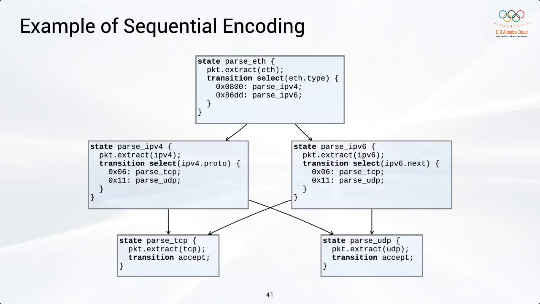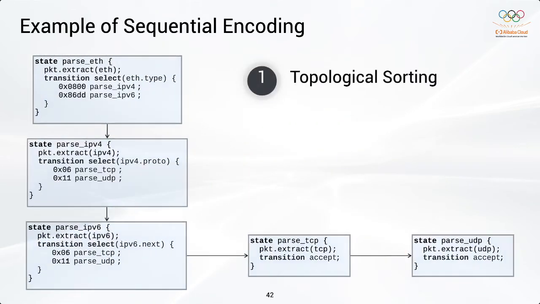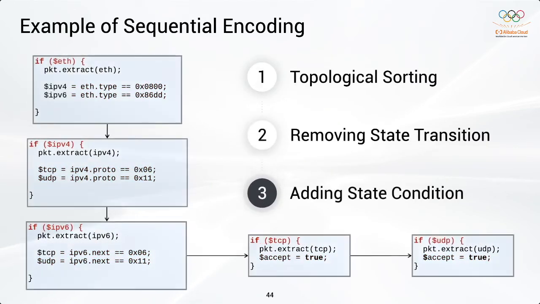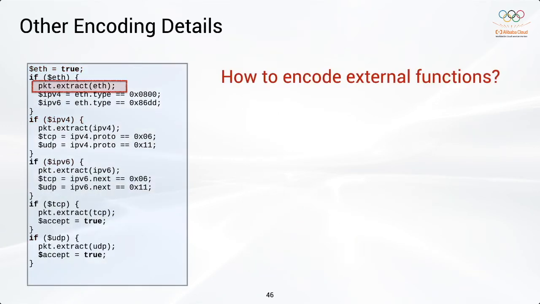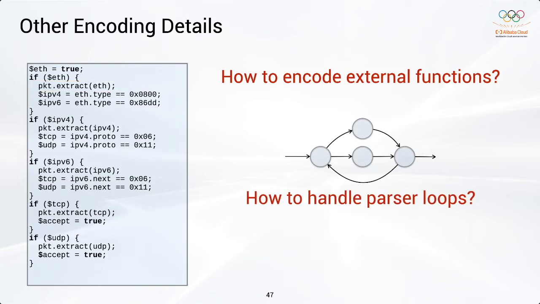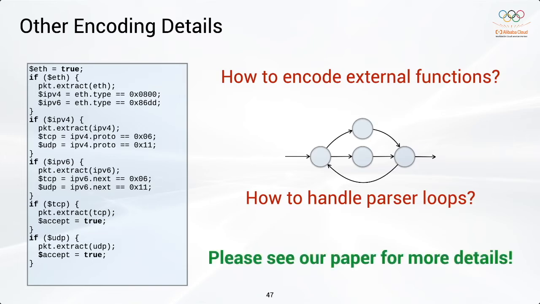Here is an example of sequential encoding. We use the following 4 steps to translate a state machine into a simple verifiable program without any code duplication. There are some details remained. The first one is about the external functions, such as how to avoid indexing the packet bit vector in parser's extract function. The second one is about how to handle the parser loops. In this talk, I will skip these details. You may find them in our paper.